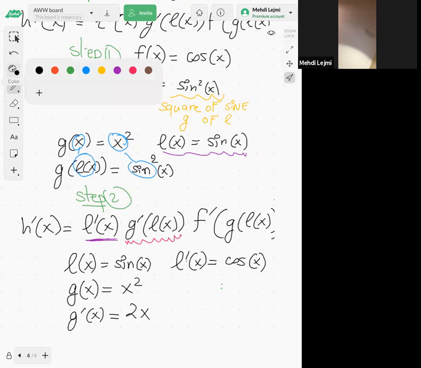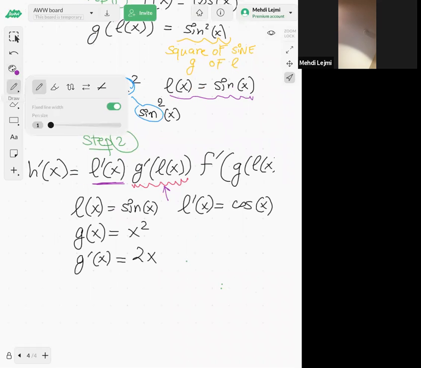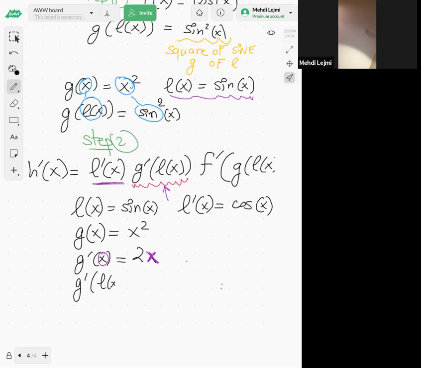But of course, in the formula, I need g prime of l, not just g prime of x. It's g prime of l of x. So I need to substitute x by l of x. This x here I have to substitute by l of x. So g prime of l of x would be 2 times, l is sine of x, so 2 times sine of x. That's 2 sine of x. So that's my g prime of l of x, right? Okay, so I got my second term.